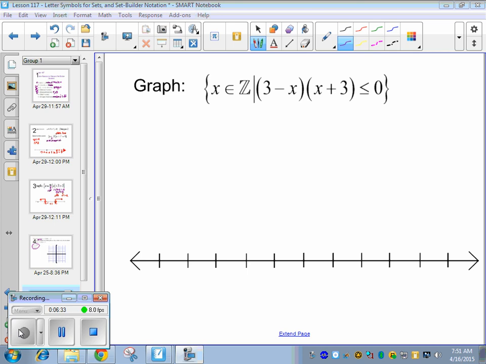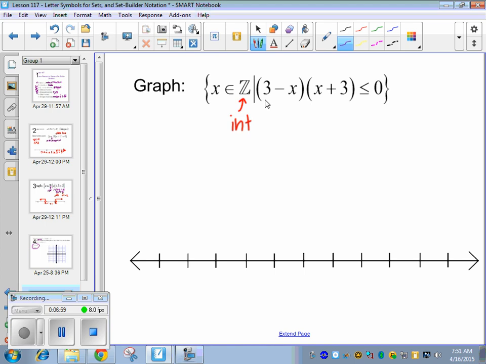We've had some of these on our problem sets, and a few of you guys have missed these. So this reads x is an element of what? Good. Integers is the Z, such that 3 minus x times x plus 3 is less than or equal to 0. So when we have these parentheses, right, we're looking at a quadratic. If we FOILed that out, you'd have x squared. So it's a quadratic. So there's two places that we want to break the graph.